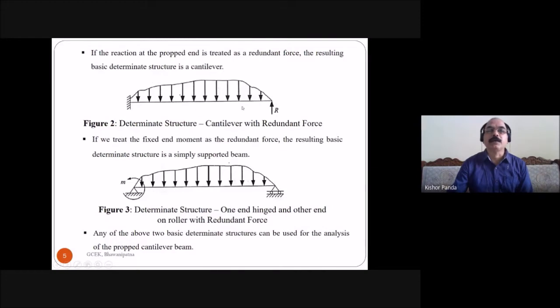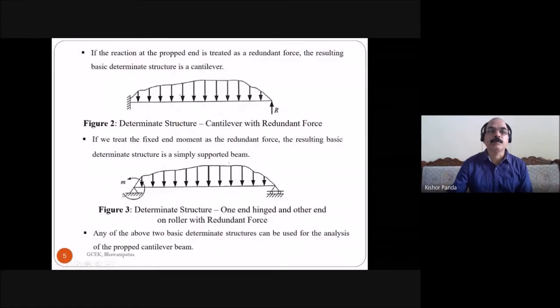The basic structure is a cantilever, because if you choose this as the redundant force, then after removing it, the structure is converted to a cantilever. This is a determinate structure, a cantilever with the redundant force. So you take this as the redundant force and this is the cantilever.